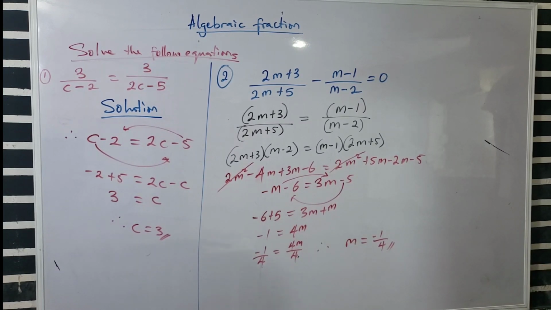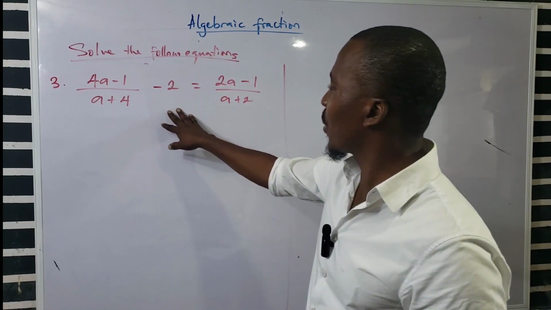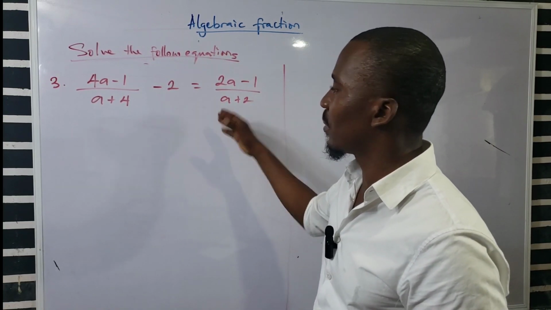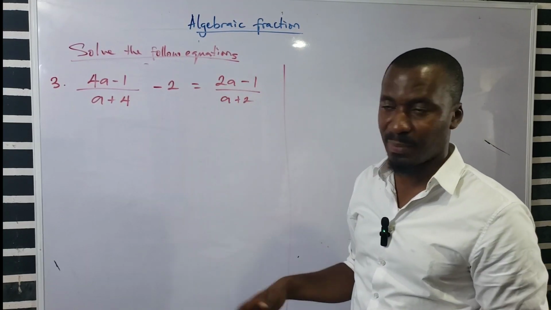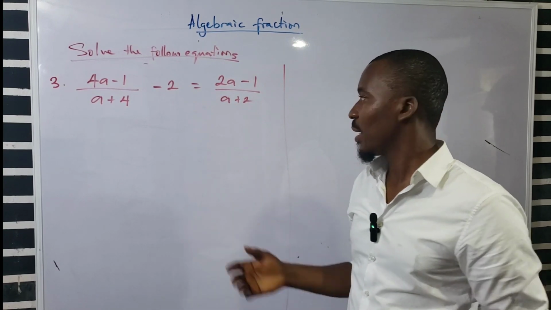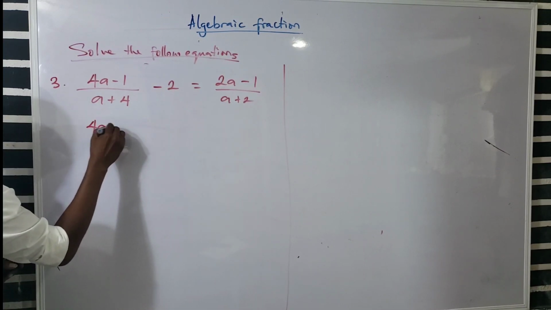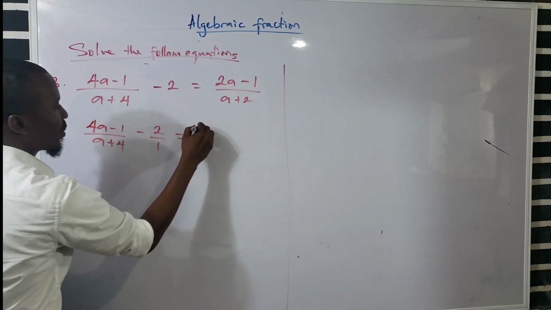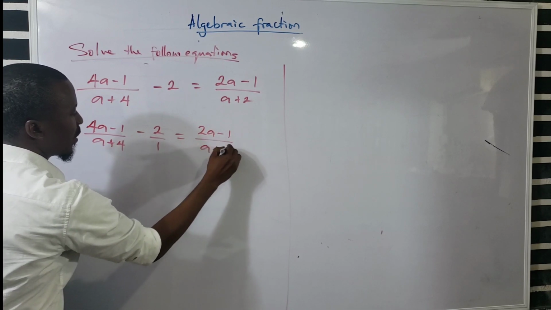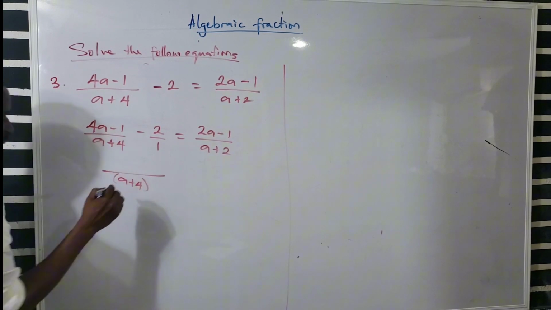So let us also move to another example, probably our last example on fractions. Okay, so look at what we have here. So what are we going to do first? Make everything a fraction, take LCM, get a single fraction, cross and multiply, then you have your answer. Okay, let's try that. So make this one over 1. So (4a - 1)/(a + 4) minus 2/1 equals (2a - 1)/(a + 2). So the LCM here will give us a plus 4. I like putting in brackets.